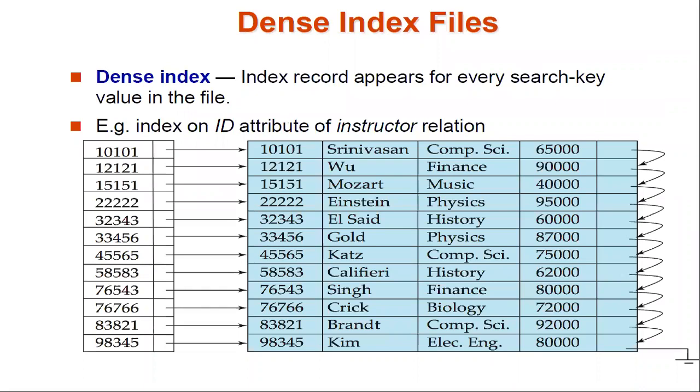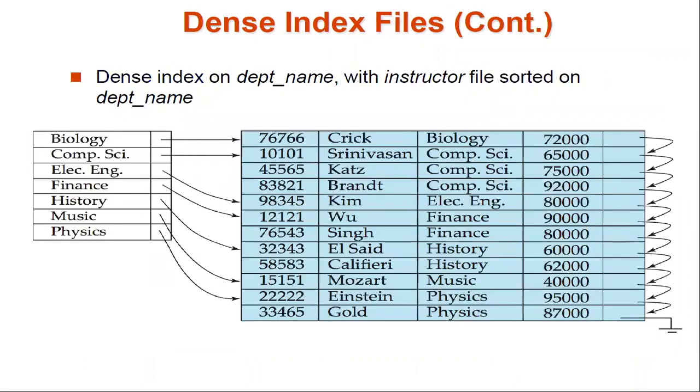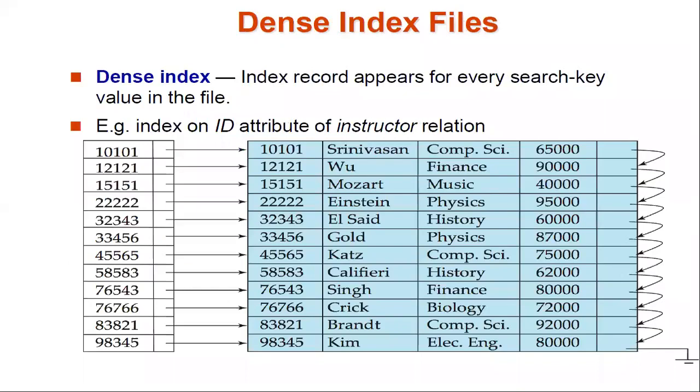Here you can see dense index files. In the dense index file, you have the search key, and then the records that are arranged in the file. The dense index records appear for every search key value in the file. So you have the search key here, and a pointer, a search key and then a pointer, for each and every attribute value that you have in the sequential file.